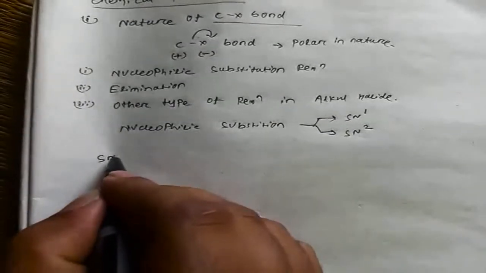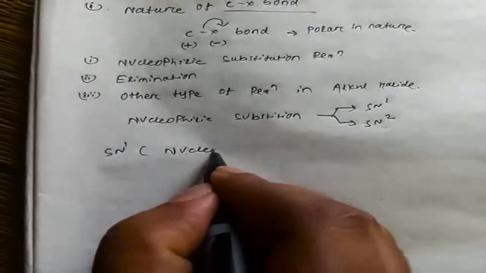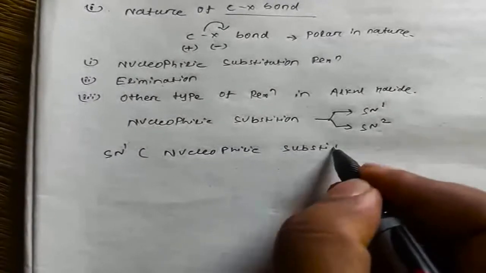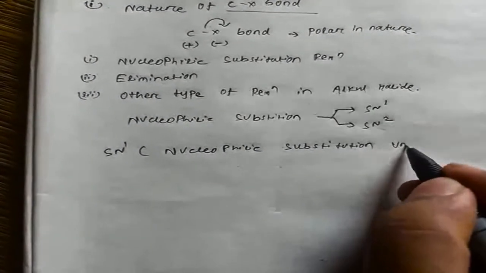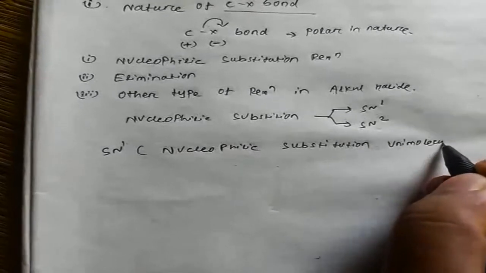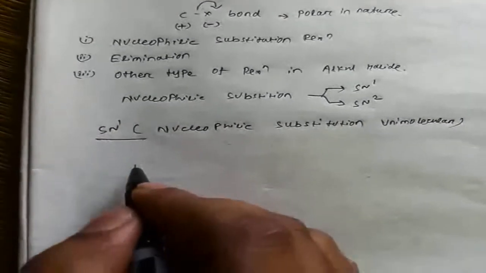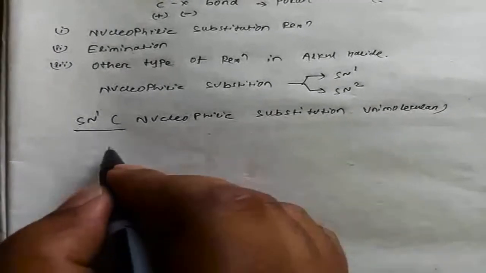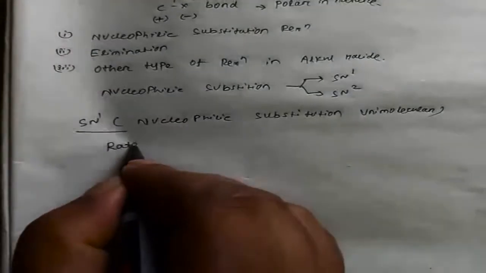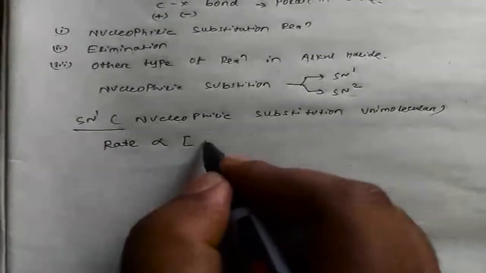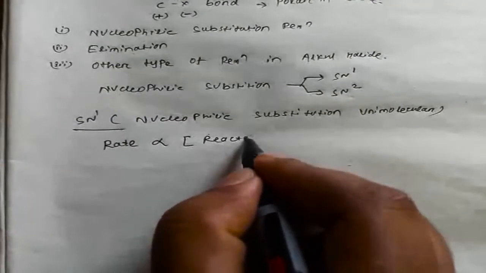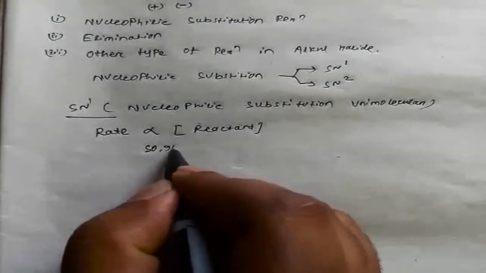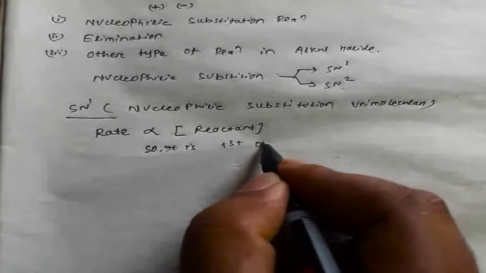First, SN1, that is nucleophilic substitution unimolecular. In this reaction, the rate of the reaction depends only on the concentration of the reactant. So it is a first order reaction.